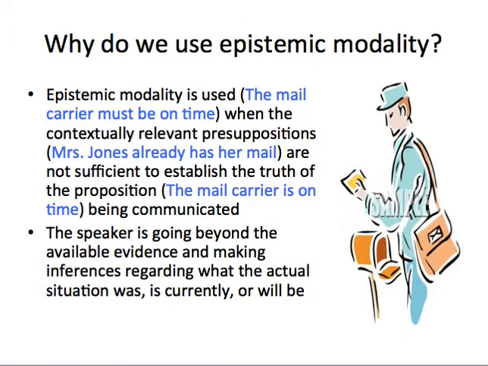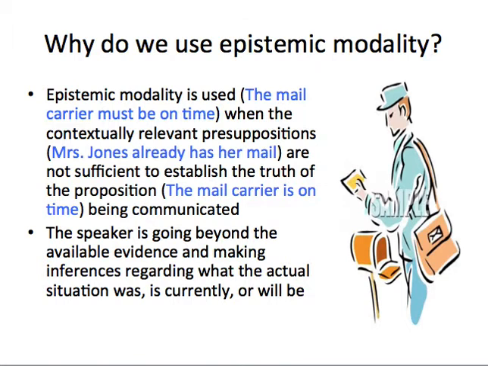That presuppositions is not sufficient to establish the truth of the proposition. The mail carrier is on time being communicated. Okay, so just because we see Mrs. Jones across the road taking in her mail does not mean that the mail carrier is on time, because, for example, Mrs. Jones could be collecting the mail from the previous day because she was away today.